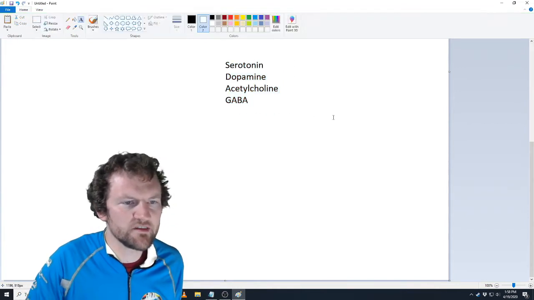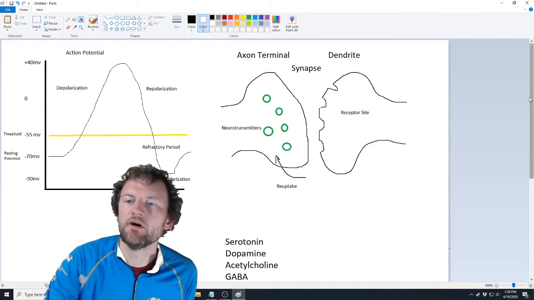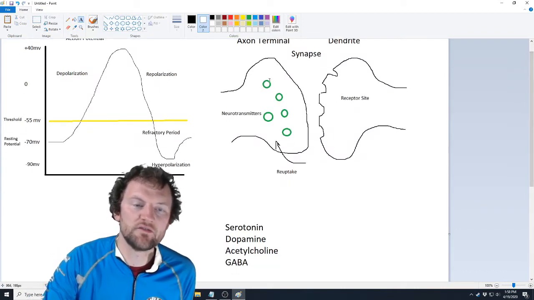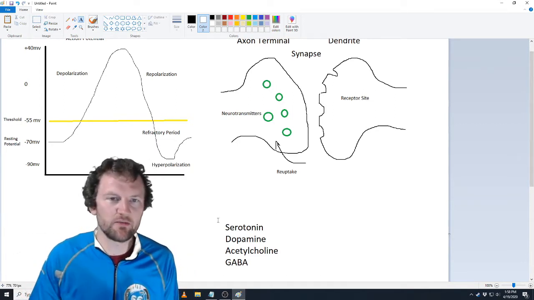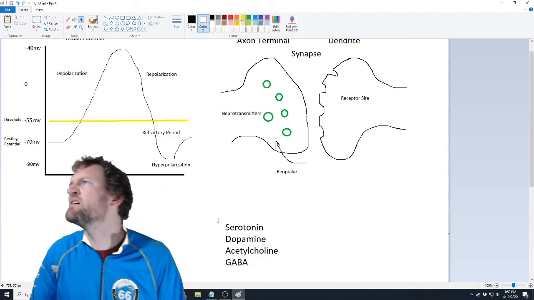And they do different things. These four are different kinds of neurotransmitters. So these neurotransmitters are a certain type of neurotransmitter, and they could be one of these four things or lots of others, but these are some of the main ones that we want you to know about.